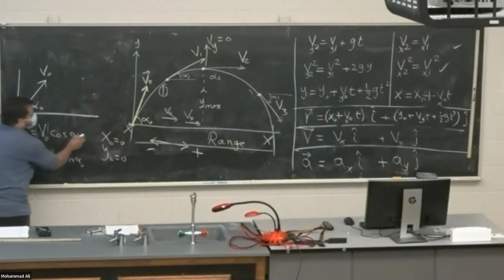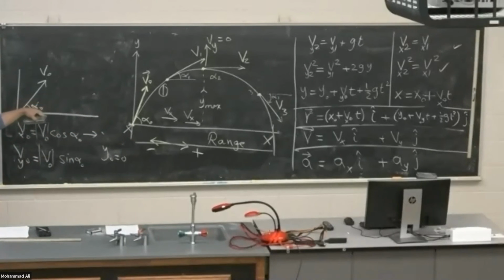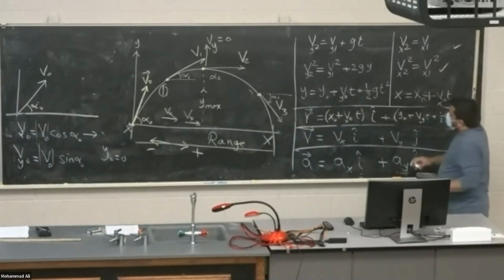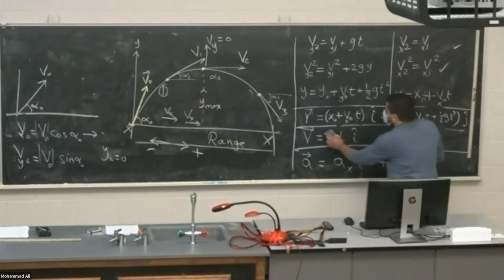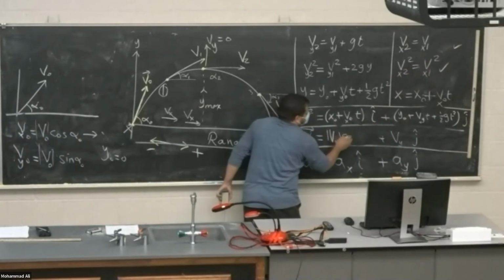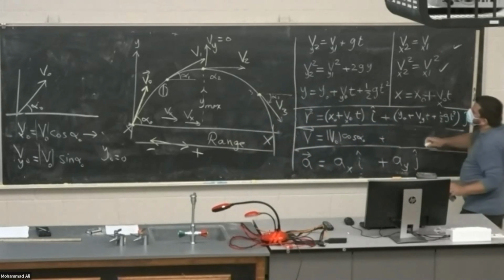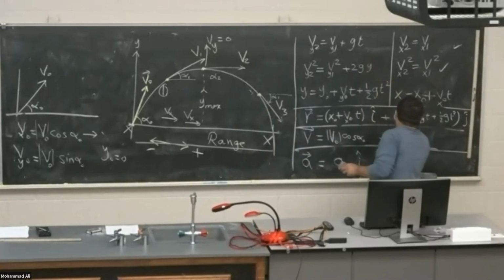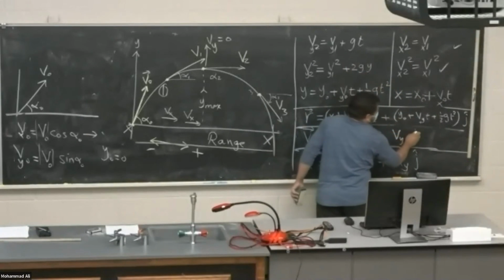For x, it will stay the same. It will not change its magnitude. For y, it will change its magnitude. Vx will stay the same, v naught cosine alpha naught. Vy, I can use this. It's okay. Vy is, for example, keep it Vy, in j direction.